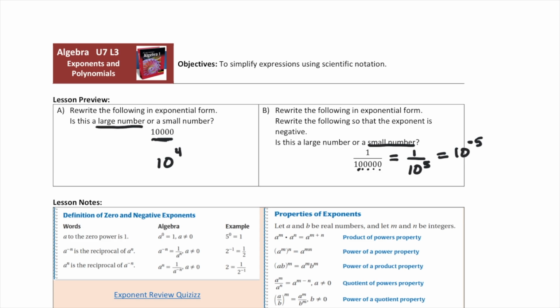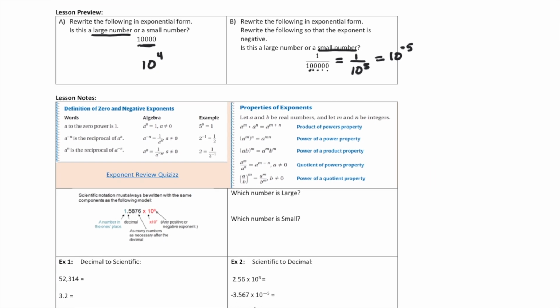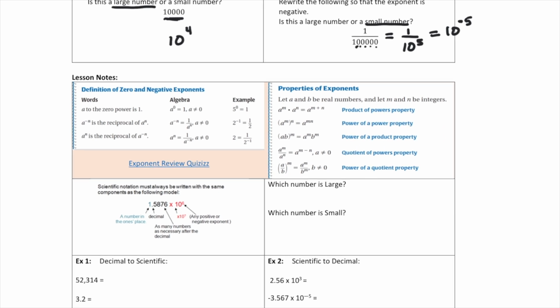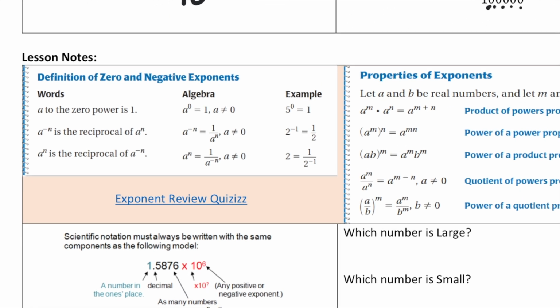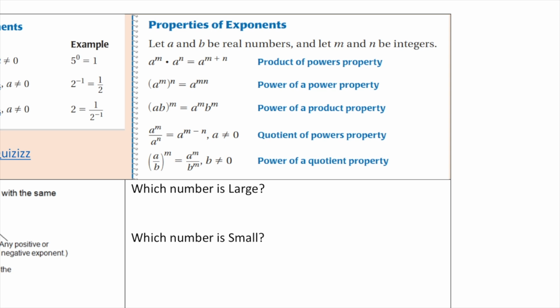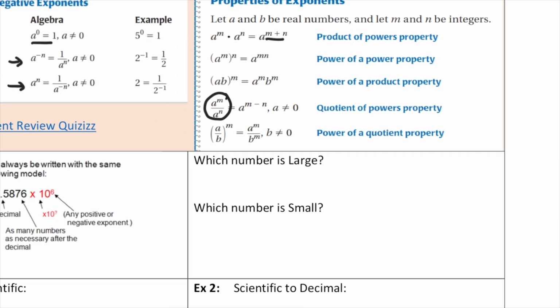So if we're going to compare numbers to the number 1, we will let A be considered a large number and B considered a small number. Now, just so we recall from previous ideas, anything to the 0 power is equal to 1. Anything with a negative power can be rewritten as 1 over a to the n, and a to the n can be rewritten as 1 over a to the negative n. Properties for exponents: when you multiply like bases, you add your exponents. If you divide like bases, you subtract your exponents.